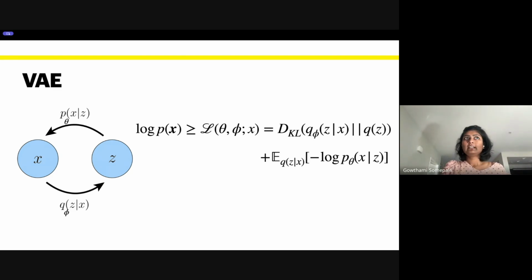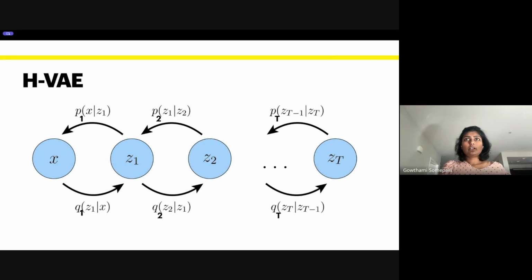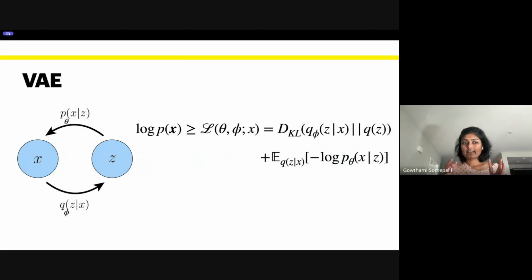in diffusion models. So in VAEs, we are doing it in a single step, right? We are going from image to noise, and then back from noise to image. So what if we don't want to do that in a single step, but instead do it in multiple steps?